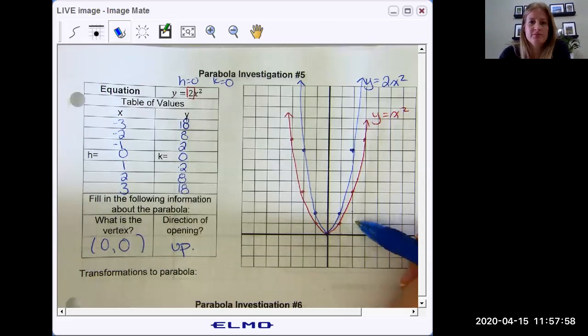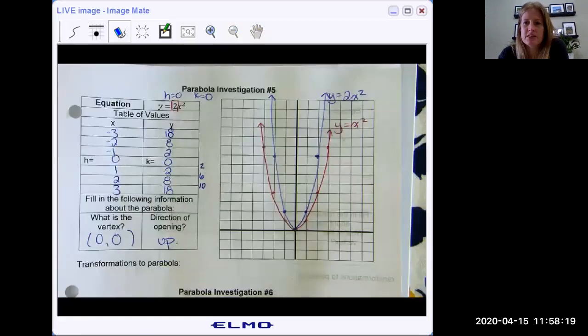Oh, my camera's frozen. Okay, I'm going to reopen it. Give me a second. Can you guys see that again? Can someone send me a message in the chat just letting me know if you can see the graph?